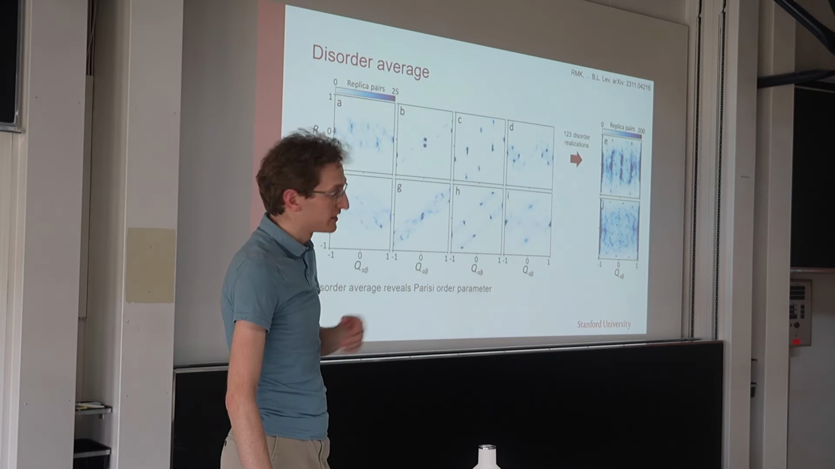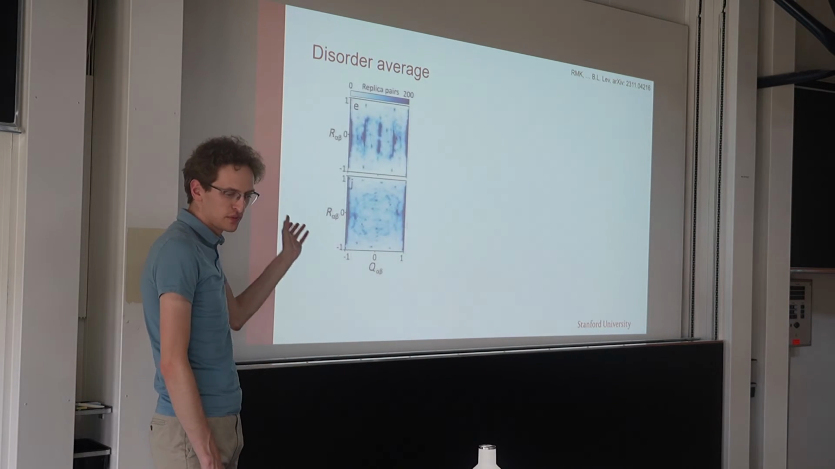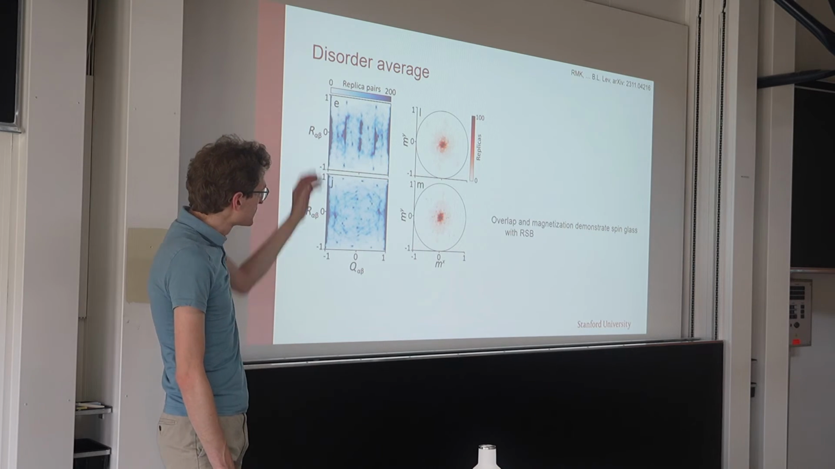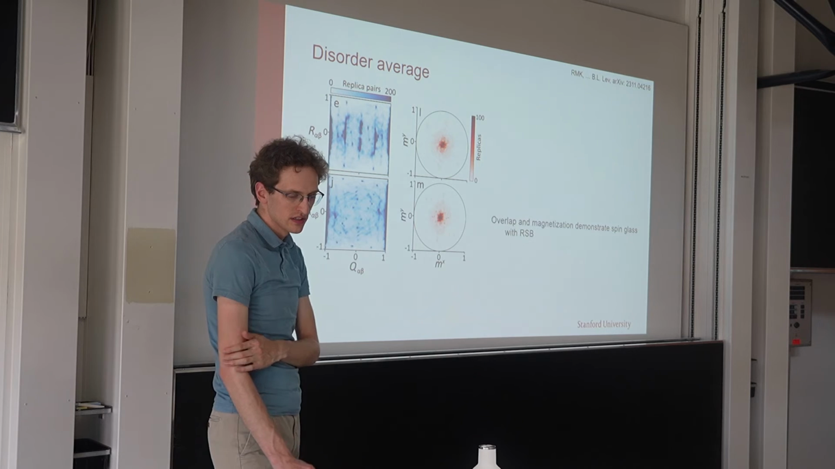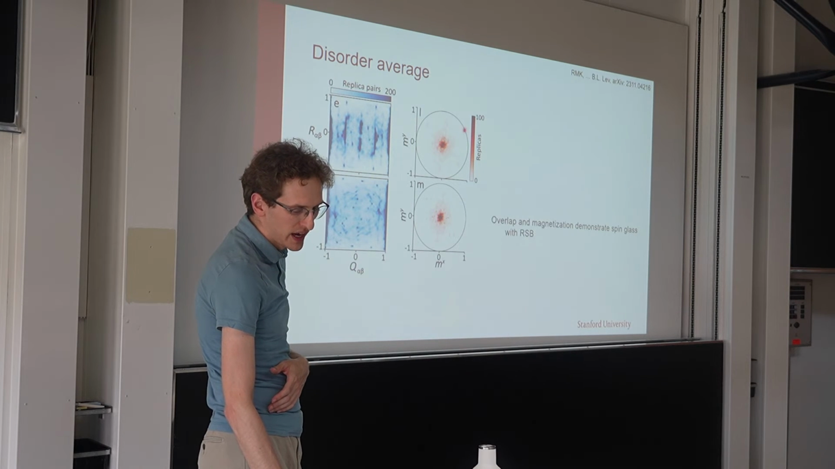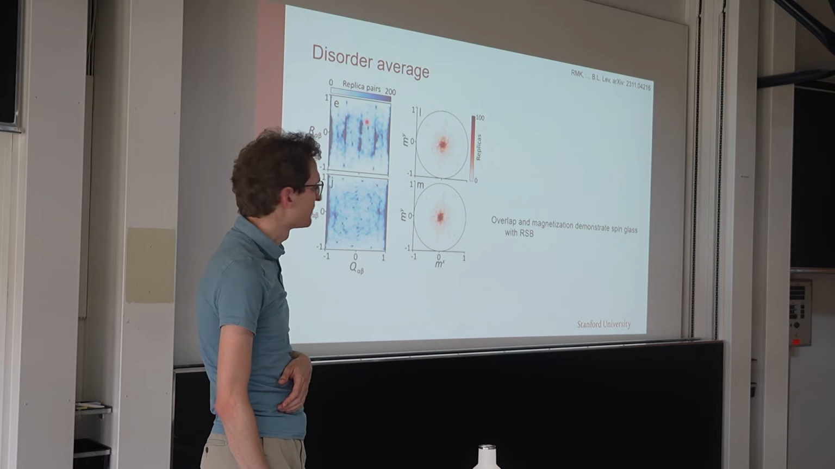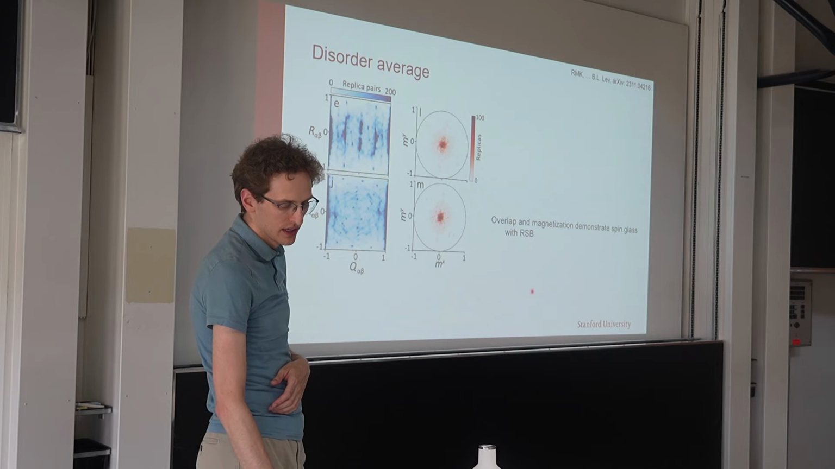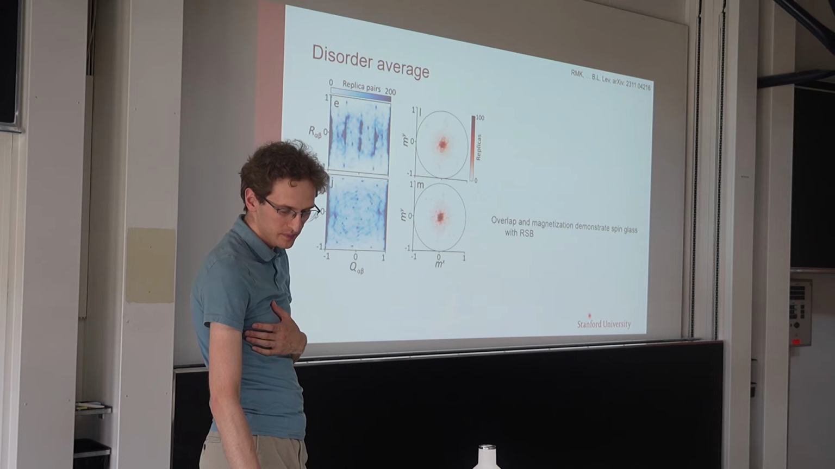So the other thing that I should show you is the magnetization. So this is the overlap distribution. At the same time, from all the replicas, we can calculate the magnetization, and here we indeed see that we have zero magnetization with some finite size effects, plus non-zero overlap. So this is exactly the key features of the spin glass and replica symmetry breaking.